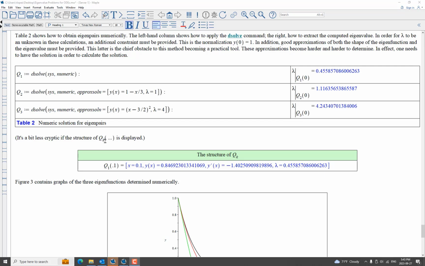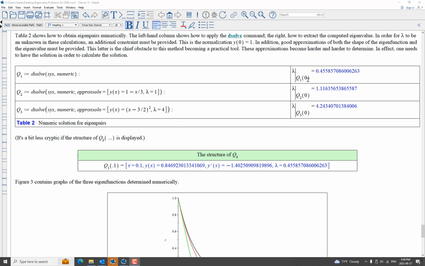So let's take a look at this Q thing. Q is a collection of procedures that Maple constructs so that when they're implemented, they do the computations. You can evaluate one of these Qs at a value of x. If you put in 0.1, that's the first thing that gets placed in this list, value of x. This is the value of y that would correspond. This is the value of y prime that would correspond. And this is the value of lambda.